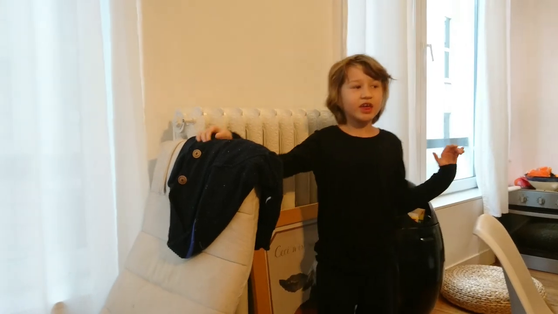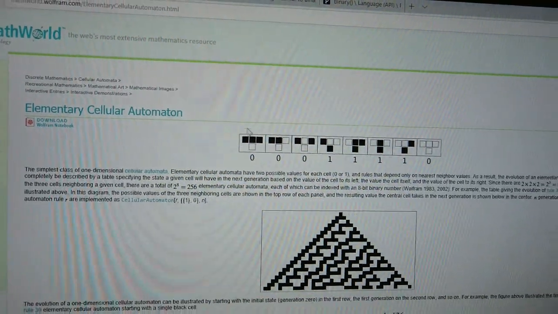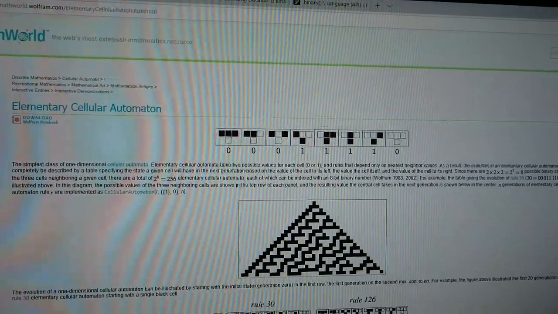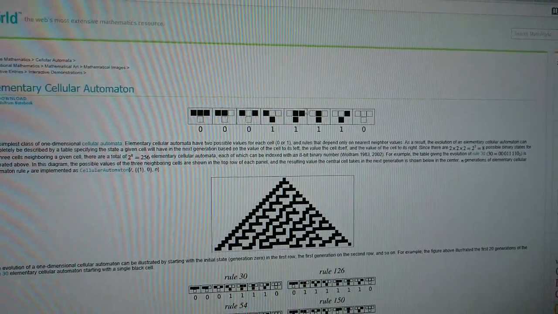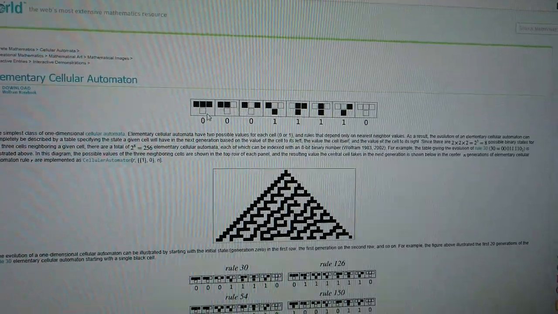A rule is basically looking at the cell's neighbors. There are possibilities for each, right? A rule has a value for each possibility. For every possibility, there is a value, 0 or 1.